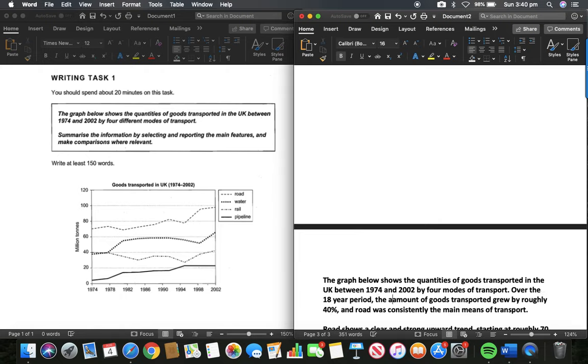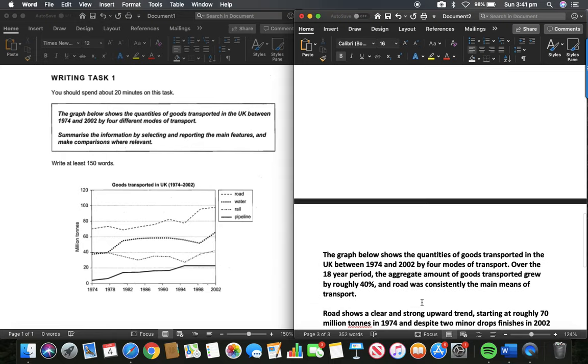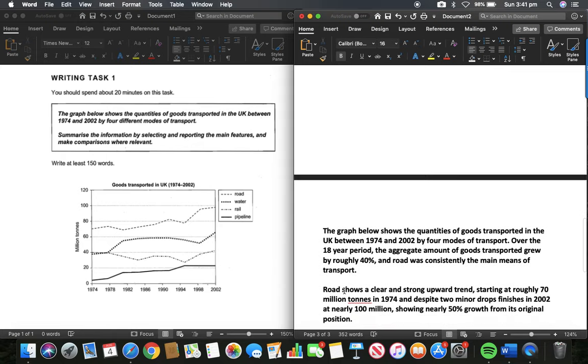And you could add a word like aggregate or gross amount. And road was consistently the main means of transport. So I've got the total growth, and I've got road being the consistent main means of transport. Road shows a clear and strong upward trend. So I didn't use the word consistent, but over the 18 years, it's clearly increasing and it's pretty strong.